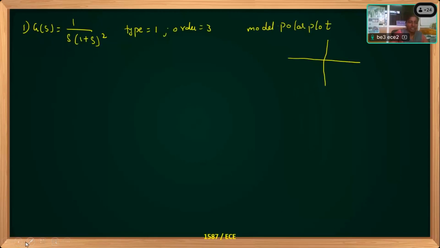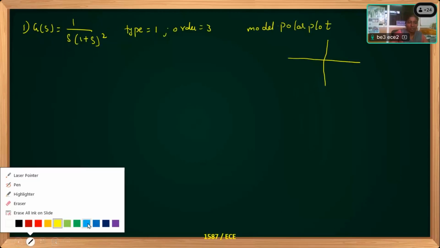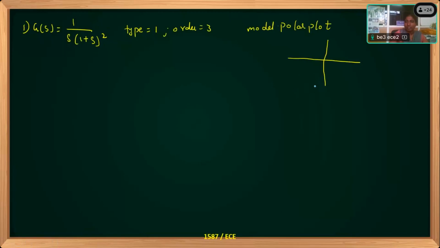This is the x-axis and the y-axis. Now I am going with the plot. This is type 1 and order 3. It will come to the origin in the second quadrant. Give an arrow mark. Yellow color is the x-axis and y-axis, and blue color is the polar plot sample. This is the model polar plot. Starting point frequency value is 0, and ending point frequency value is infinite.